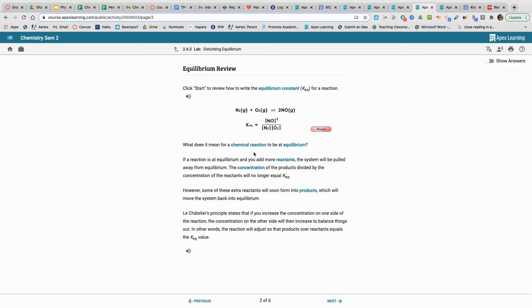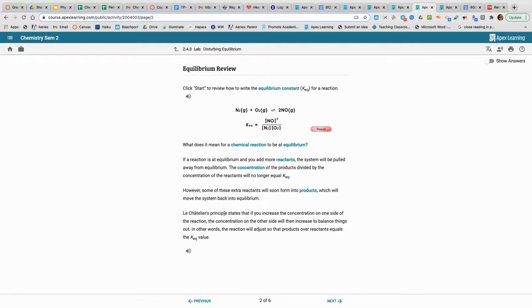So what does it mean for chemical reactions to be at equilibrium? It says if a reaction is at equilibrium and you add more reactants, the system will be pulled away from equilibrium and the concentration of products over the reactants will no longer equal the KEQ, okay? So then the equilibrium will, what we call, shift to restore the equilibrium, okay?